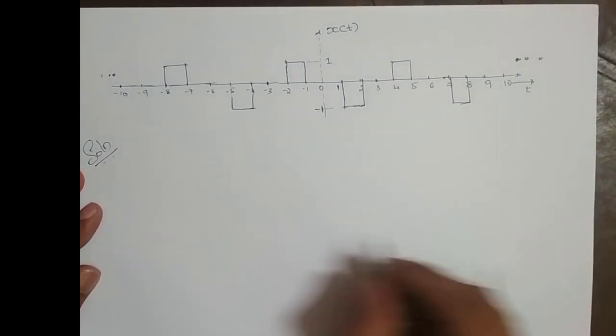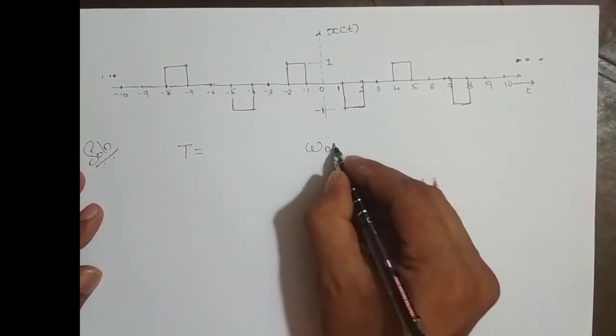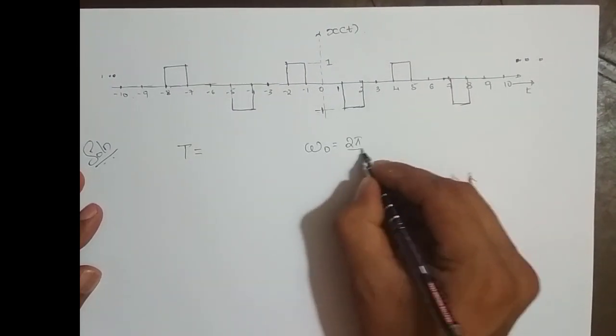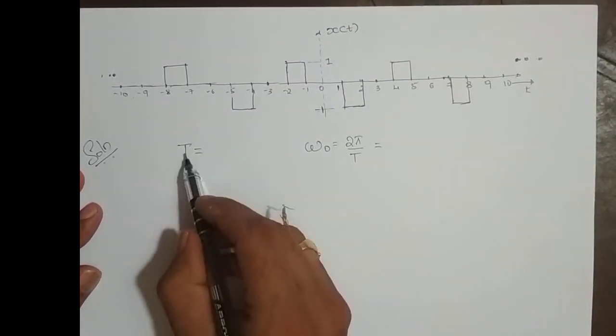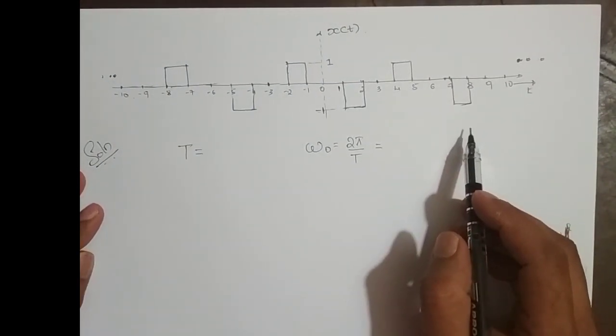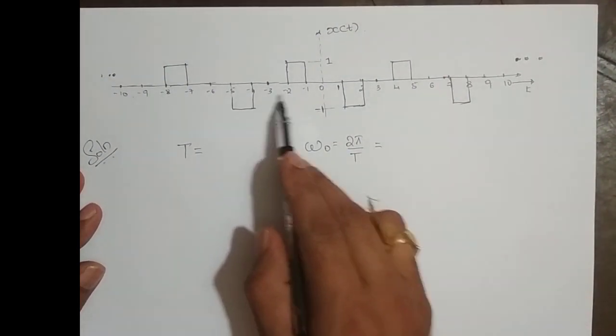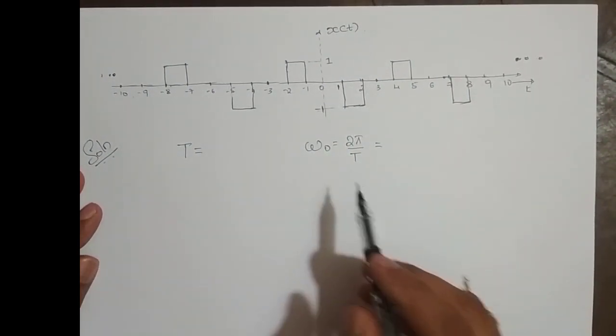So what is the first thing I need to do? I need to find the value of fundamental period, and I need to find the value of fundamental frequency, which is 2 pi by T. Okay. Once I get T, I can find this. Now this signal is periodic. The question is, what is the fundamental period? So this is repeating after how many time interval?